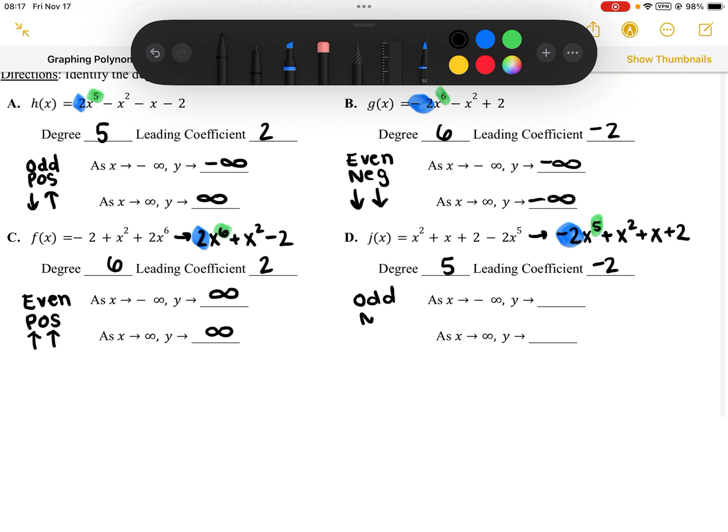So my degree is odd. My leading coefficient is negative, so they're going to be in opposite directions. Left-hand side, it'll go up. Right-hand side, it'll go down. So as x goes to negative infinity, as it goes to the left, y gets bigger, so it goes to infinity. As x goes to the right, it goes to positive infinity, y gets smaller and smaller, goes towards negative infinity.